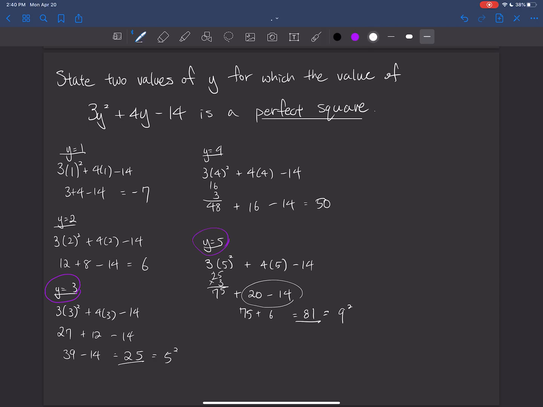So let's write our answer in a sentence. Two values of y, y equals 3 and y equals 5, make the value 3y squared plus 4y minus 14 a perfect square. And that's it.